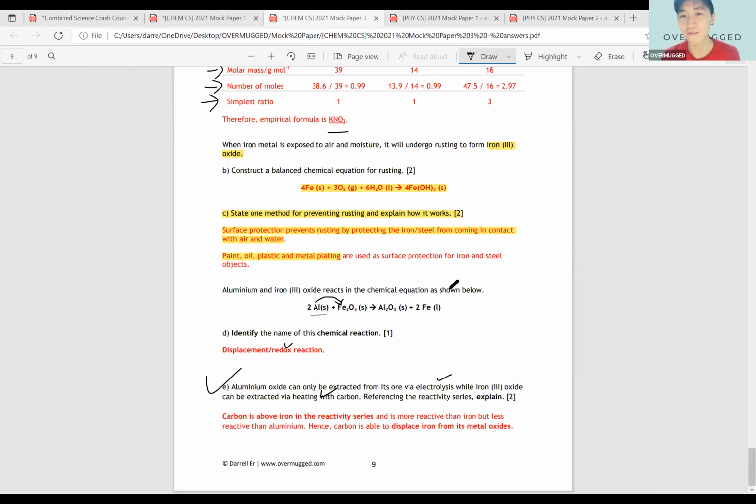For the Chem Physics students, stay with me because the second half of physics will start shortly. What chapter is empirical formula in? Empirical formula is in mole concept.